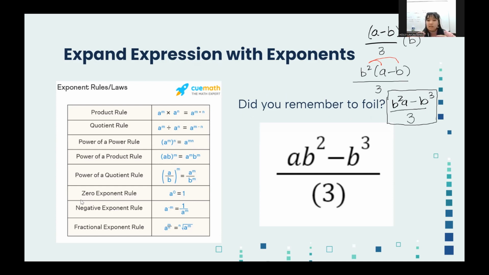Technically the correct way is to have it in alphabetical order, but either way, b squared a is the same as a squared b. Right, do I have any questions on this one? I know we're going kind of fast.